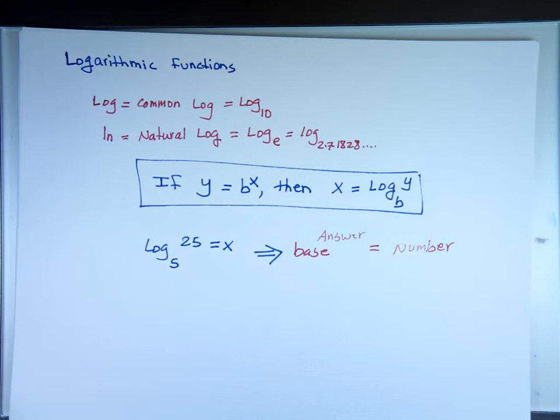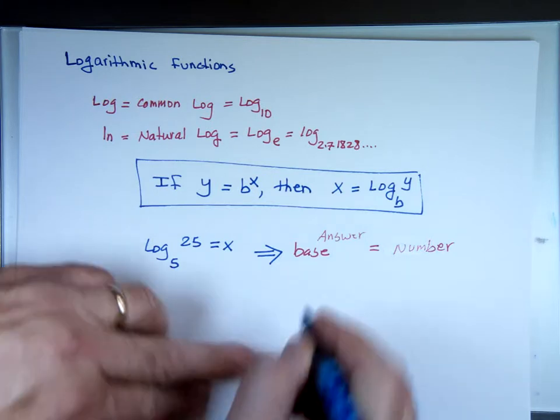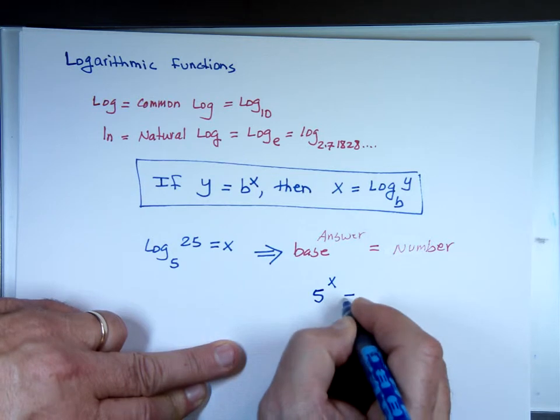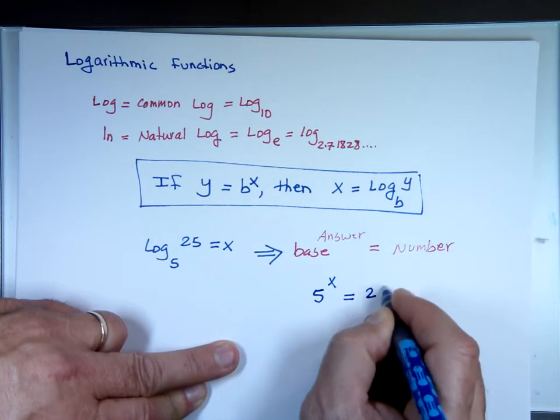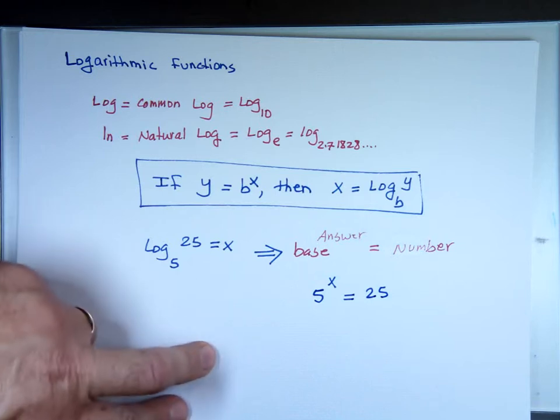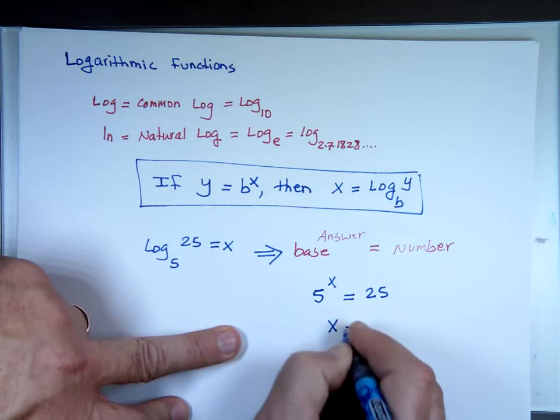What is the base here? 5. And what's the answer? X should equal the number. What's the number? 25. 5 to what power will give me 25? 2. So x will have to be 2.